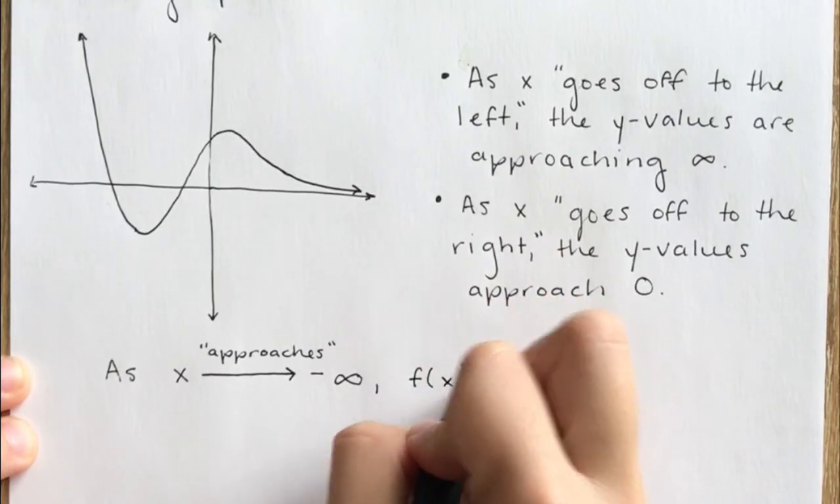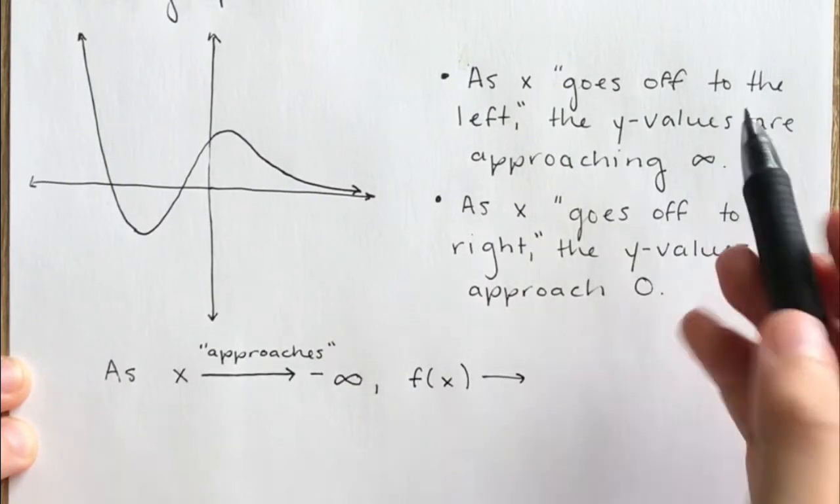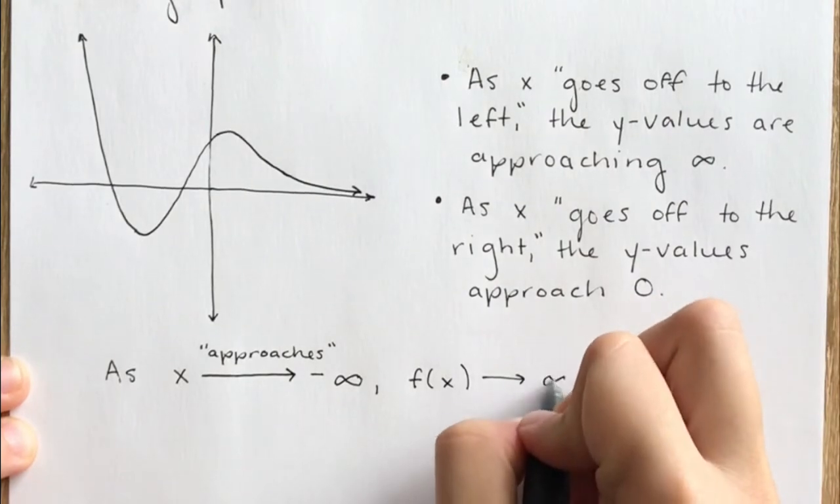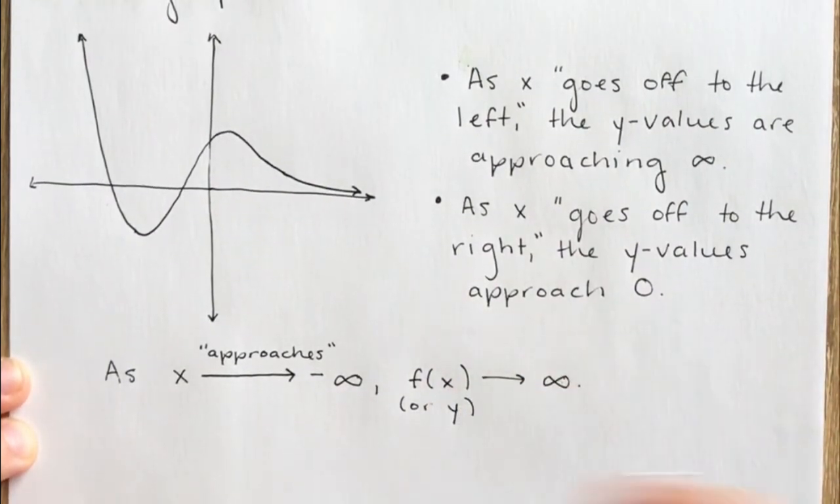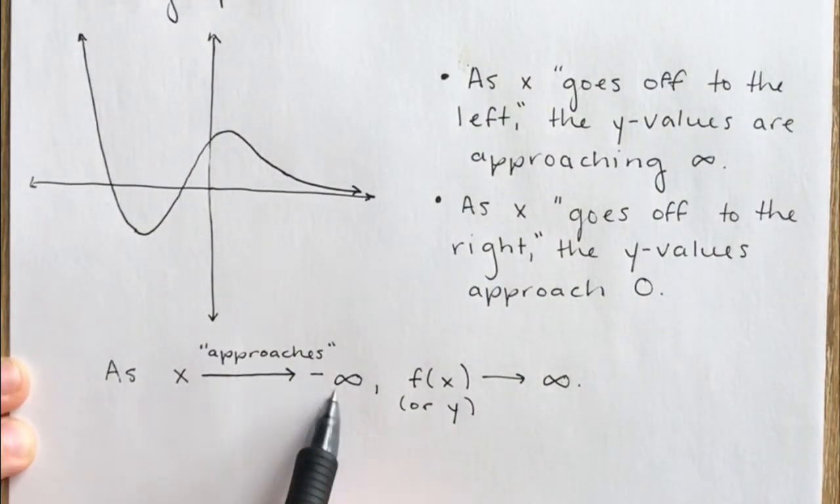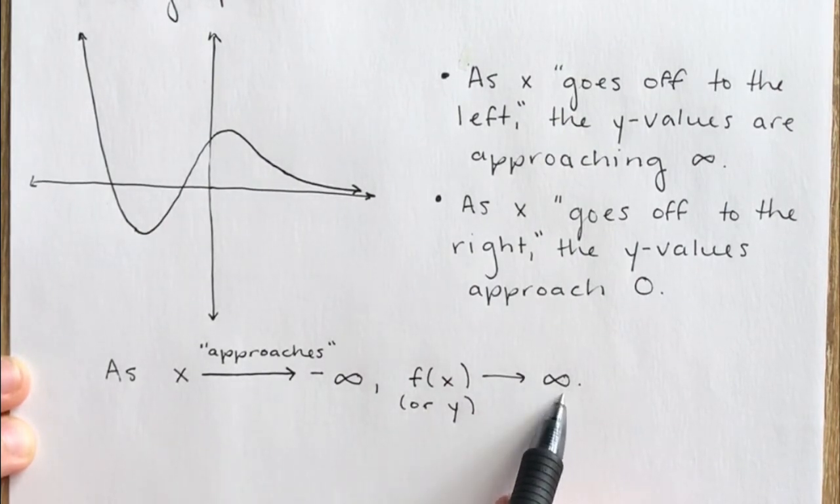f of x approaches what? Well, we said our y values are approaching positive infinity. Sometimes it'll say y. So the way we would read this is as x approaches negative infinity, f of x approaches infinity, or y approaches infinity.